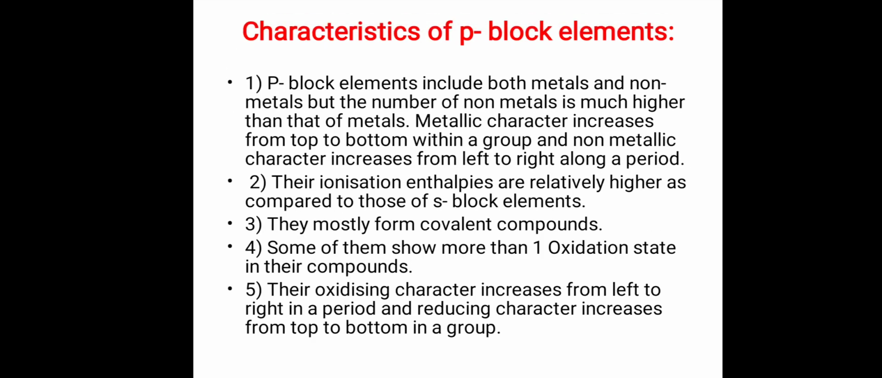Some characteristics of p block elements. p block elements include both metals and non-metals, but the number of non-metals is higher than that of metals. The metallic character increases down the group. The second one is ionization enthalpy, which is relatively higher as compared to that of s block elements. They mostly form covalent compounds. Some of them show more than +1 oxidation states in compounds. Their oxidizing character increases from left to right.